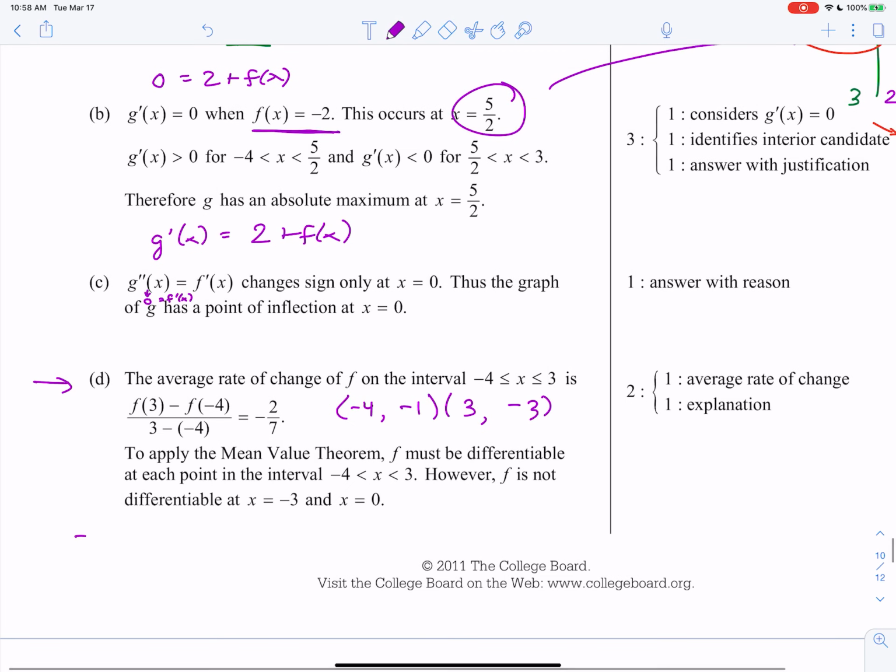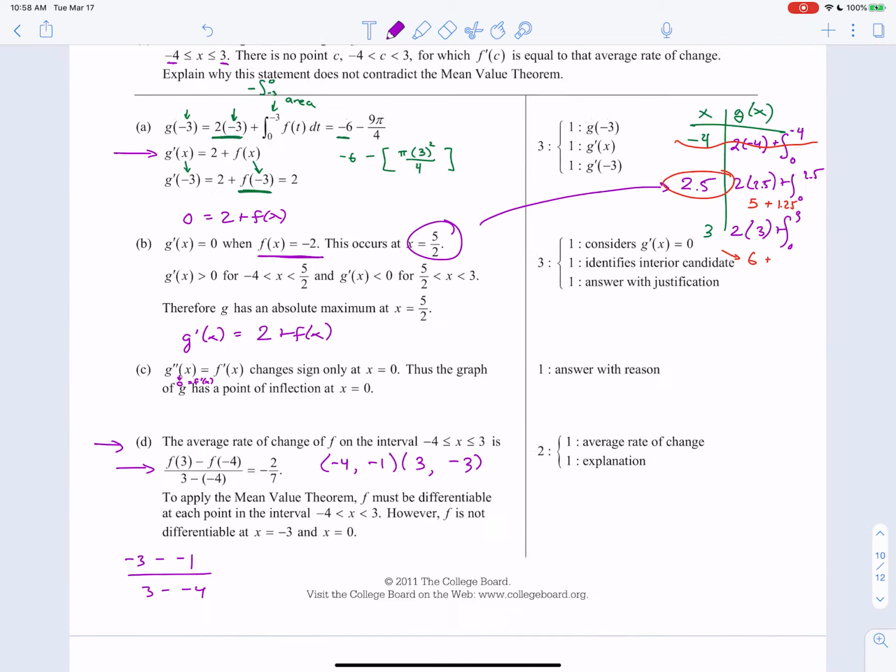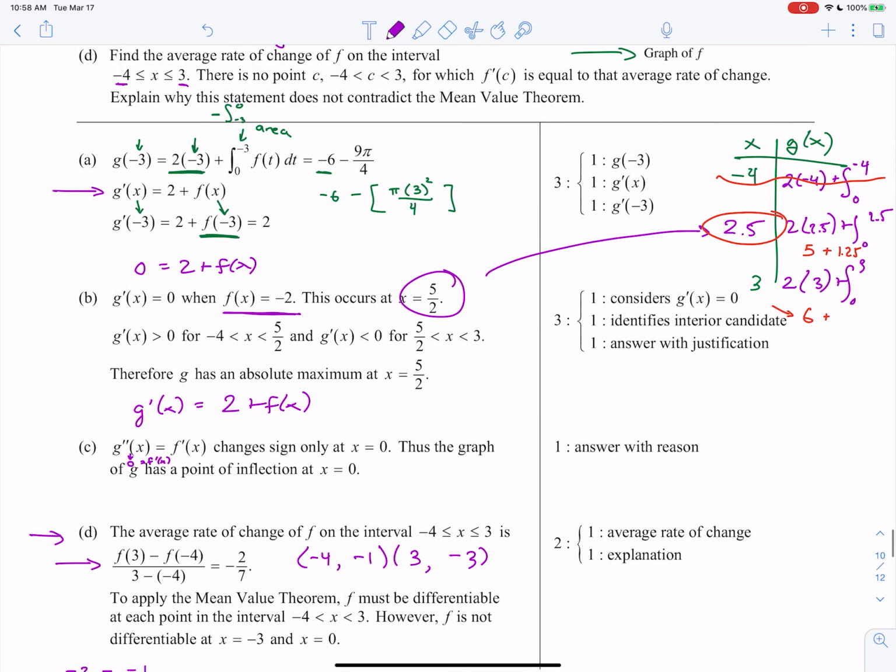You could set it as equals -3 minus -1 over 3 minus -4. Pretty much leave it there. If you want to use the f of notation, you're more than welcome to, but you don't have to. So the last part of part D says there's no point in part C where the derivative is equal to the average rate of change. Explain why the statement does not contradict the mean value theorem.